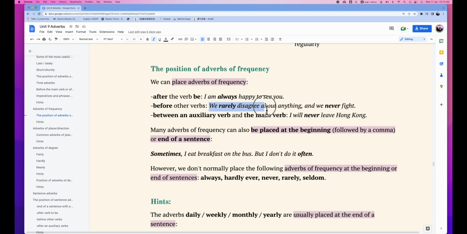Disagree is the verb, and the word rarely is put in front of this verb. We rarely disagree about anything, and we never fight. Fight is the verb, and the word never is put in front of it. And also, we put adverbs of frequency in between an auxiliary verb and the main verb. Auxiliary verb like will and the main verb leave. The adverb of frequency is put in the middle. We will never leave Hong Kong.